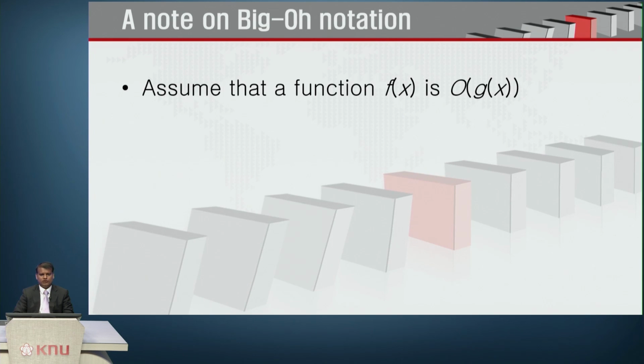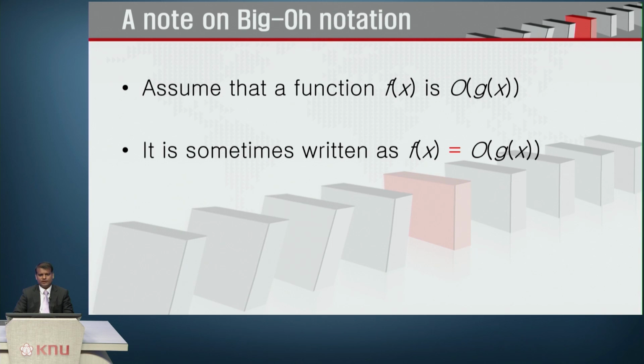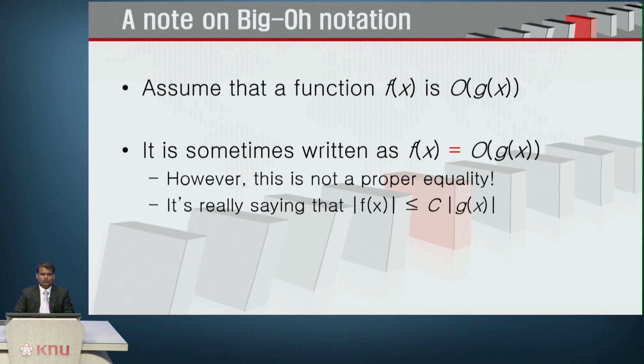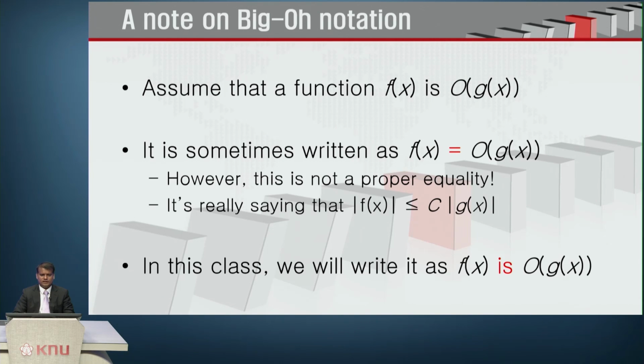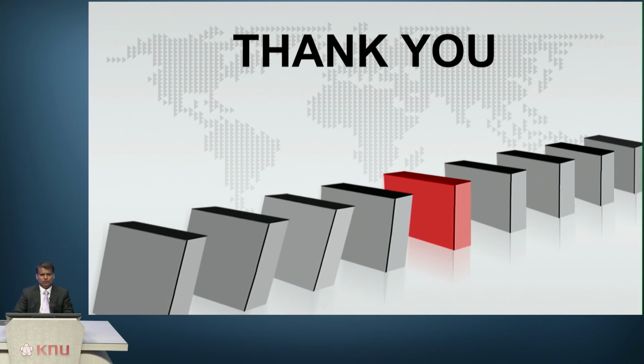So finally, a note on this big O notation. Assume that the function f of x is big O of g of x. It is sometimes written as f of x equals big O of g of x. This is with respect to the big O operations that we are talking about. And in this class we will write f of x is g of x. That's what we have been discussing.